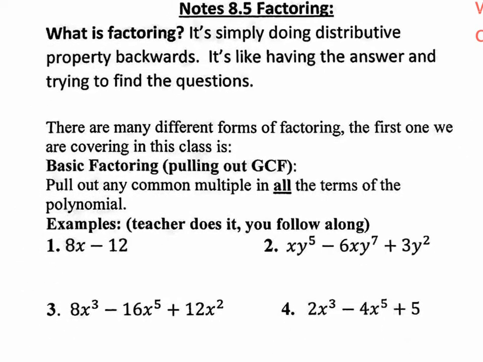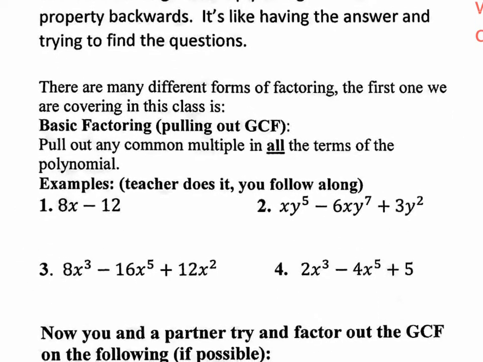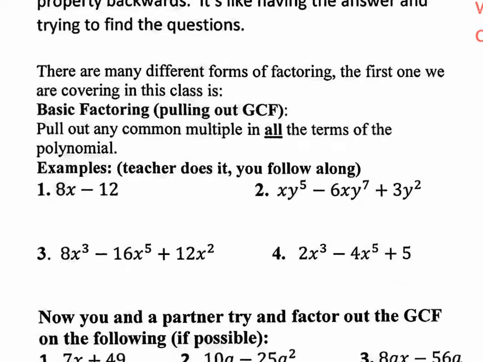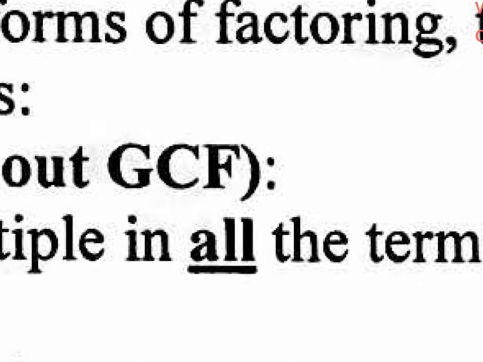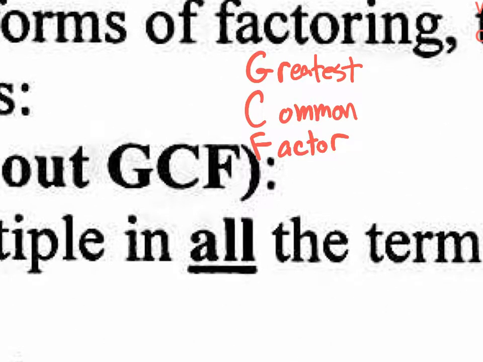Now, there are many different forms of factoring. There's factoring out the GCF. There's factoring by grouping. There's factoring quadratic trinomials, or where we could apply a shortcut. But right now, we're just going to do basic factoring. We're going to learn how to pull out the GCF. So what does GCF actually mean? Anybody? So it does mean greatest common factor, the GCF.